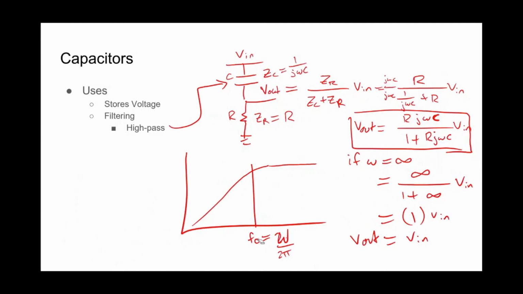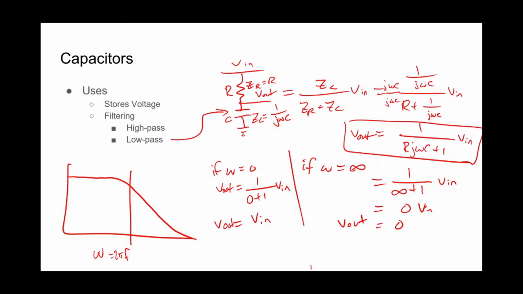So a little correction there. F equals omega over 2 pi. There are equations to find the cutoff frequency. You can talk to us about that later.